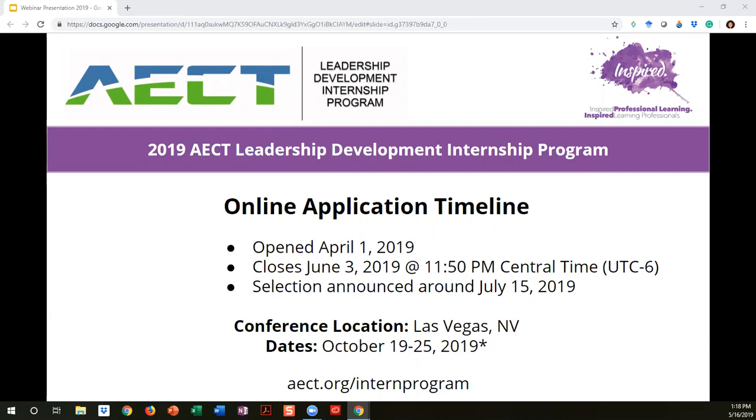before the conference gets started. And then you're required to stay through noon of the last day of the conference, which is the 25th. So usually you will arrive by 3 p.m. on that first date, October 19th, and then you would be able to leave by noon on October 25th.